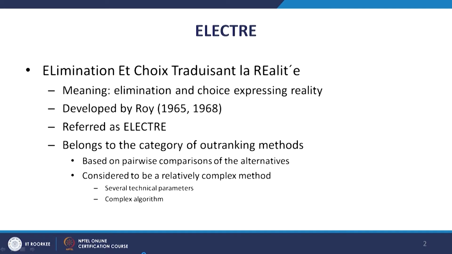belongs to the category of outranking school of thought, outranking methods, and just like AHP, this method also requires pairwise comparisons of the alternatives. However, there are of course going to be certain advantages and disadvantages of ELECTRE that we are going to discuss in comparison to AHP and other techniques.